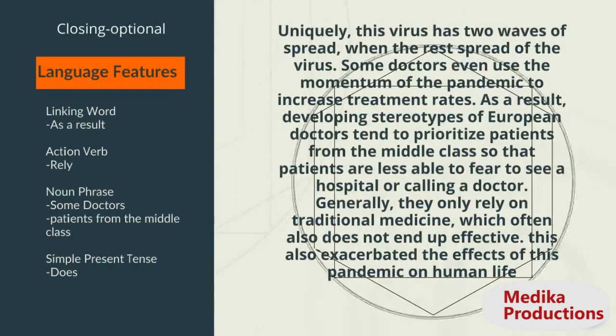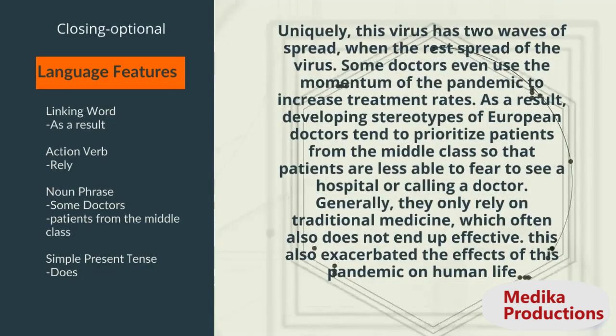And the last part is closing. This is optional, and many other explanation texts have a closing, the same as the sequence of events. In this part, namely closing, there is an addition. The language features are first linking word, second action verb, third noun phrase, and fourth simple present tense. The example of a linking word is as a result. The example of an action verb is relied. The example of a noun phrase is some doctors and patients from the middle class. And the example of simple present tense is thus. Those are the three parts of the implementation example of the text.